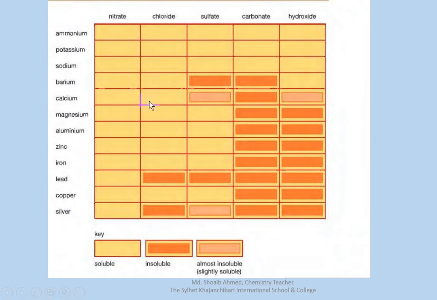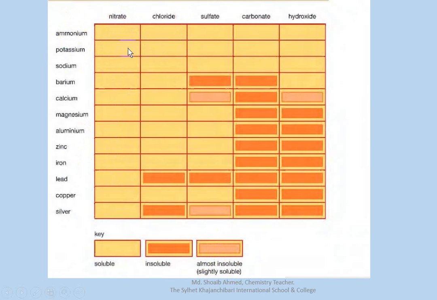Okay, look here. All nitrate salts are soluble. This is soluble, this yellow color is soluble. This one is insoluble. This is almost insoluble, slightly soluble. This one is slightly soluble.